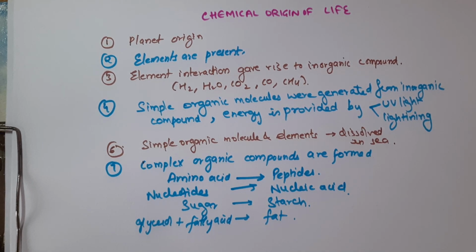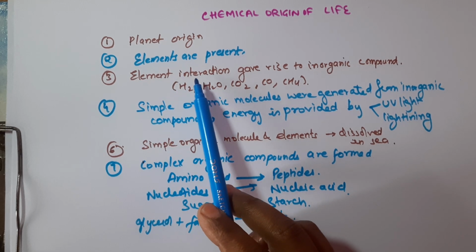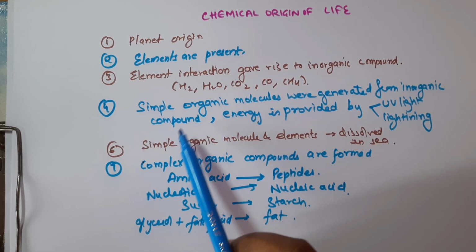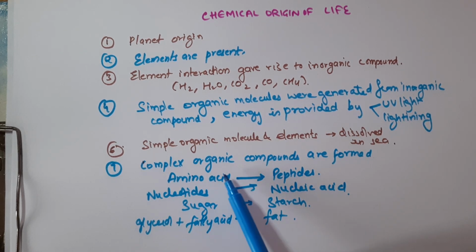So you are understanding that first elements are formed, then these elements interacted with each other to give rise to simple organic molecules, then simple organic molecules and elements got dissolved in the sea, and there the complex organic compound formation has occurred.